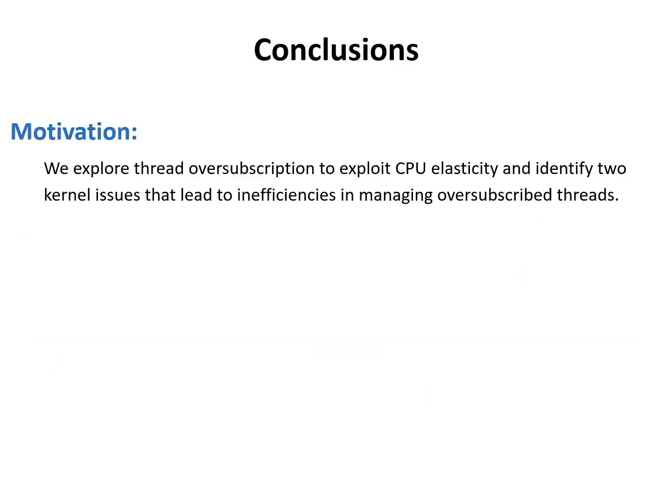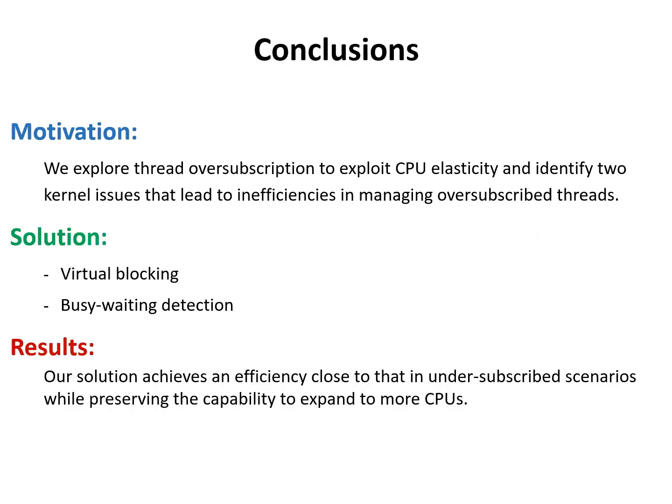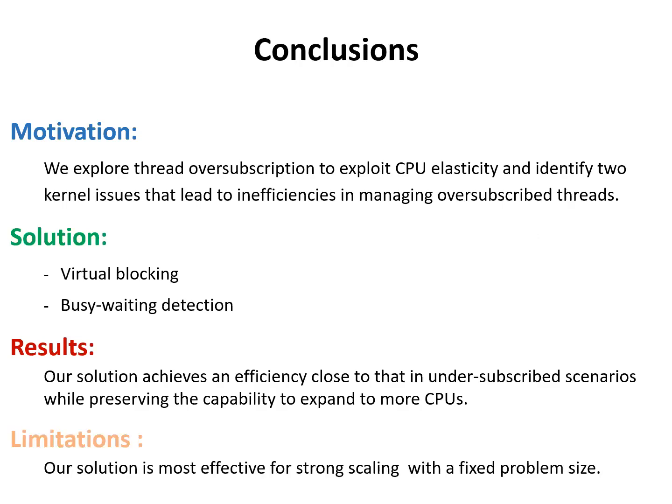So finally, to conclude, we explore thread oversubscription to exploit CPU elasticity and identify 2 kernel issues that lead to inefficiencies in managing oversubscribed threads. We present 2 OS mechanisms, including virtual blocking and busy waiting detection, to enable efficient thread oversubscription. Our solution achieves an efficiency close to that in undersubscribed scenarios while preserving the capability to expand to more CPUs. And our solution is most effective for strong scaling with a fixed problem size.